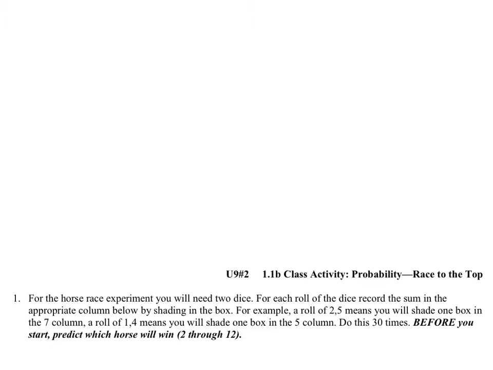For the horse race experiment, you will need 2 dice, which we have. For each roll of the dice, record the sum in the appropriate column below by shading in the box, which we will do. For example, a roll of 2 and 5 means you will shade one box in the 7 column. A roll of 1 and 4 means we'll shade in the box in the 5 column, because we're adding the 2 together. That's why it said the sum. Do this 30 times before you start.